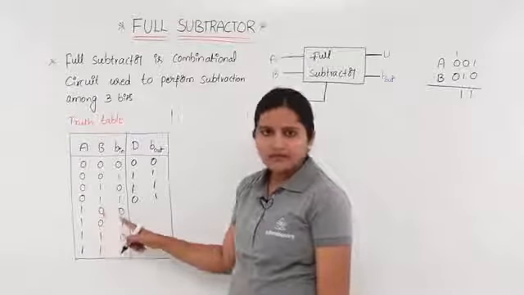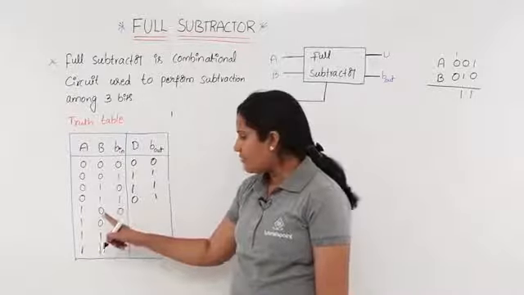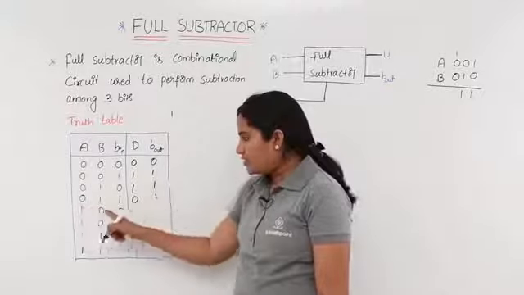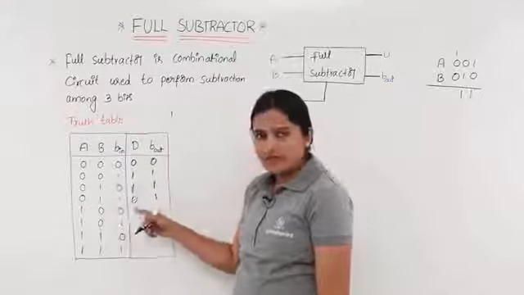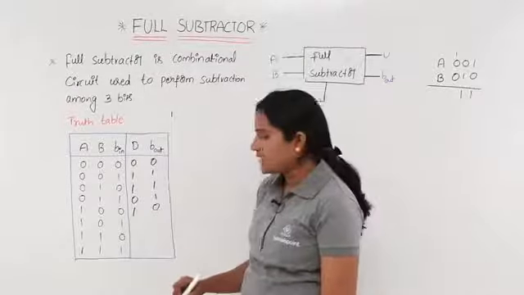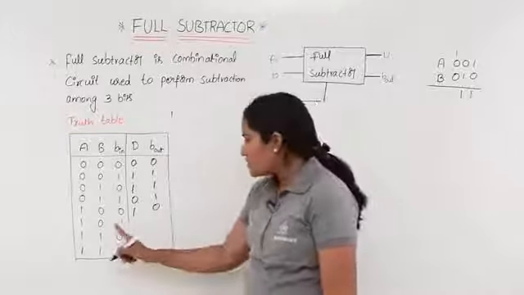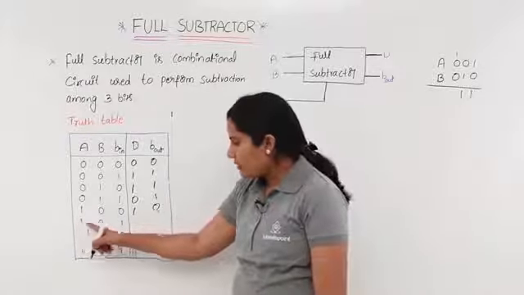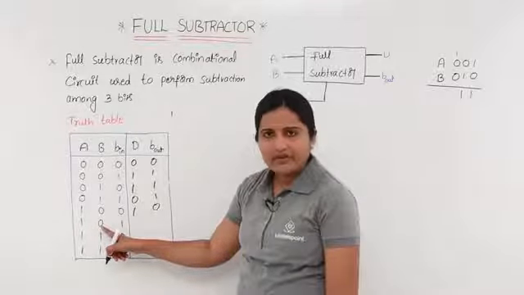That one again, we are subtracting. So 1 minus 0, again you are getting 1. 1 minus 0 is equivalent to 1. You are not having any borrow here, so you are taking borrow as 0. So here, the last but one case is 1 minus 0, you are having difference 1.